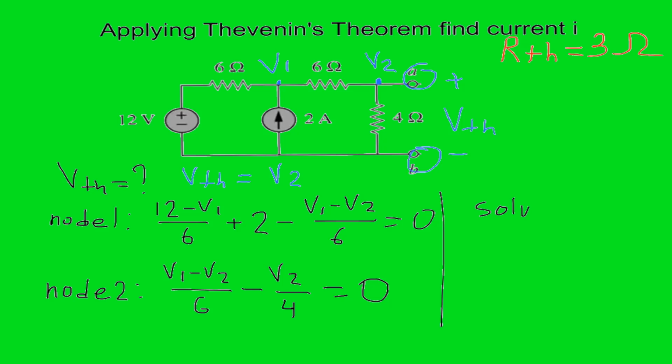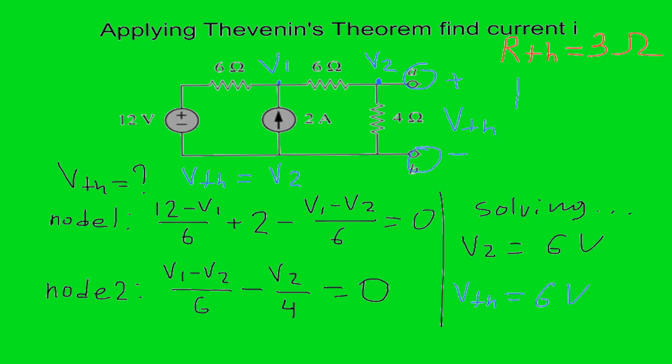Solving these equations, we can find the nodal voltage V2, which is equal to 6 volts. When you solve these 2 equations, we don't worry about V1 because this is not a part of the question. We only need to know the value of voltage V2, and that means that VThevenin is the same as V2, and that will be 6 volts.